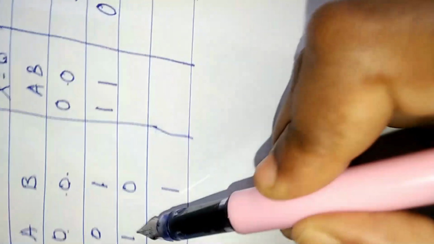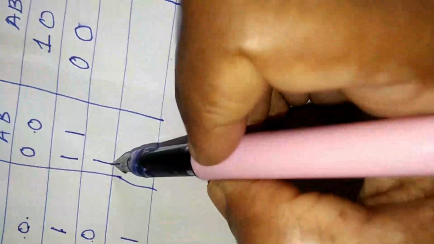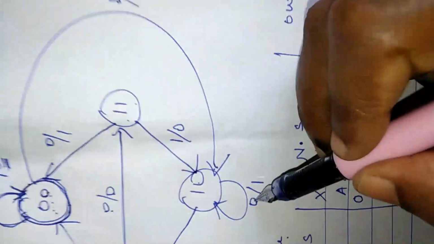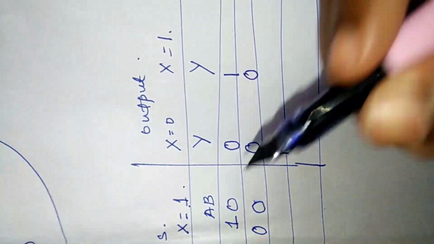Okay. So similarly, let us fill this. So the state 1 0, when the input is 0, input is over here. So when it is 0, it is coming back to the same state. So fill this as 1 0. At that state, what is its output? It is 1. So let us fill this 1.